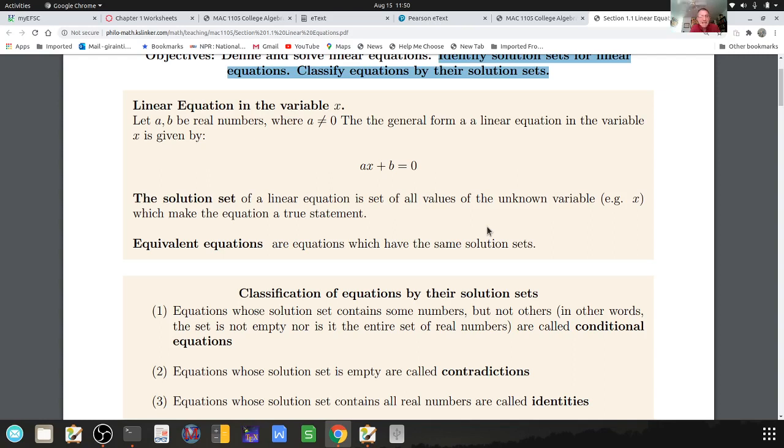So let a and b be real numbers. Those are fixed. They don't change. You will actually know what they are. But this is a general definition. Let a and b be real numbers where a is not equal to 0. That's the only restriction. The general form of a linear equation in the variable x is given by ax plus b equals 0. So let's take a look at that.